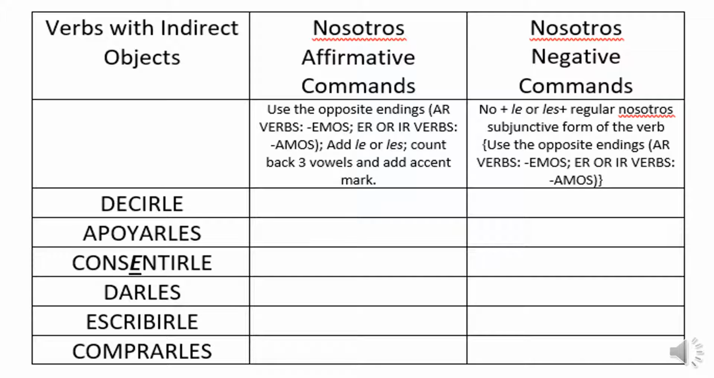In order to create these forms, you're going to use the opposite endings again, just like in all of the forms that we've looked at yesterday and today. Then you'll add le or les to the end, depending on whether it's to one person or to multiple people. And then once again you have to count back 3 vowels and add the accent mark. Now you'll notice that in this form we're not dropping the S from the ending.